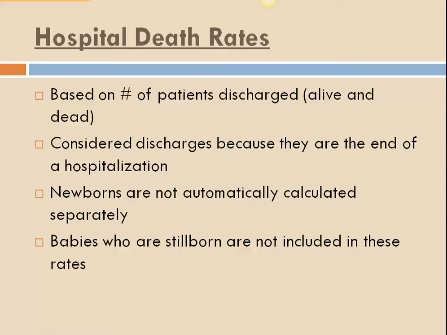Another rule is that babies who are stillborn are not included in these rates. So if you're given a set of information or statistics from a facility and asked to calculate death rates, just know that if information is included about babies who were stillborn, and we'll talk more about this later when we talk about fetal death rates, those babies that were stillborn would not be included in the rates. So you would want to exclude those numbers.